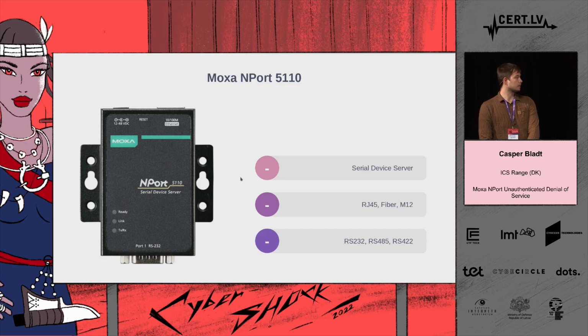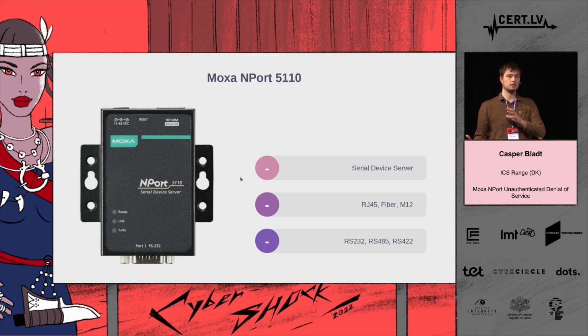What I'm here to talk about is this device. It's called a Moxa NPort 5110. It's a so-called serial device server, whose purpose in life is to connect to these PLCs or controllers or RTUs or whatever could exist in these ICS plants.